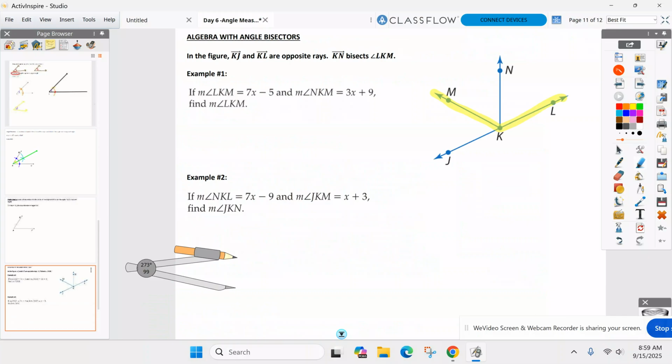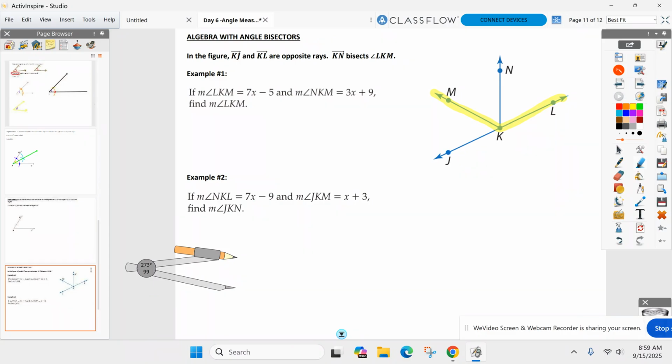Bisects. Okay, what's bisect? It cuts in half. Cuts it in half. So right now, I'm going to walk around. Can you put two arc marks on the angles that are now congruent? Because KN is cutting LKM in half. And you put two arc marks, show me arc marks.